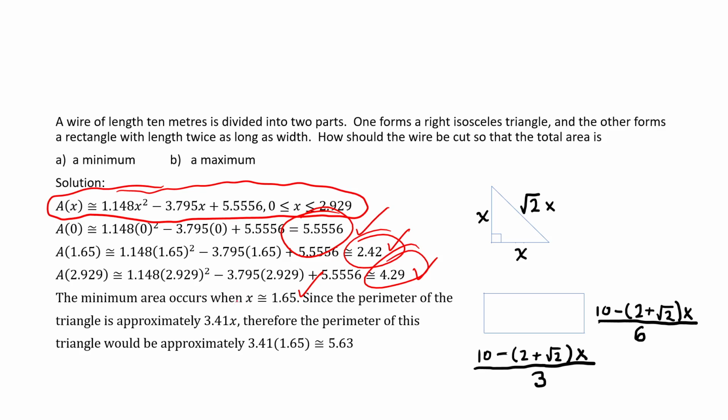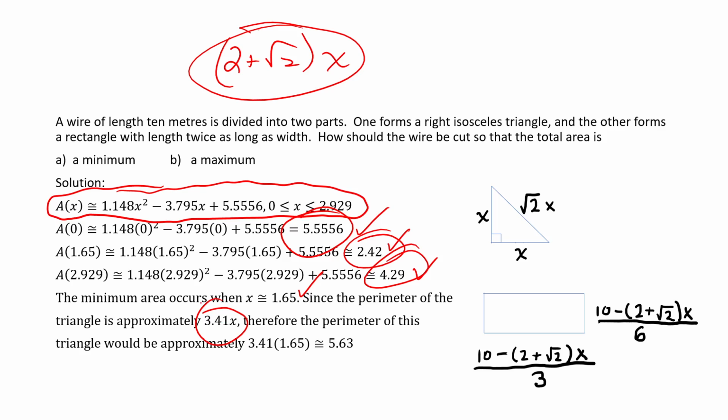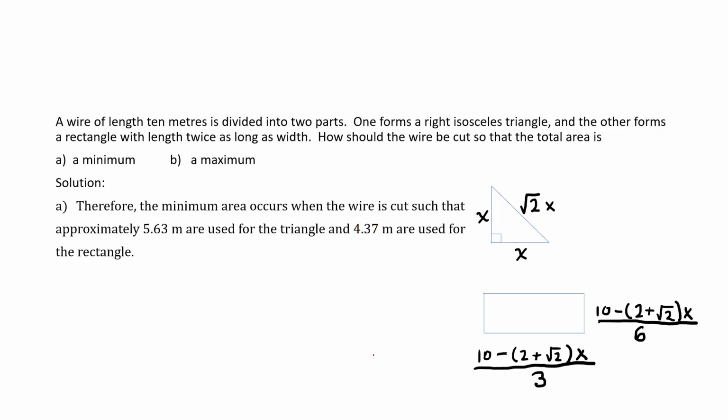Now, the perimeter of the triangle is approximately 3.41x, just in case you're wondering where that came from. Recall that we said the perimeter of the triangle is 2 plus root 2 times x. So the decimal approximation of 2 plus root 2 is 3.41. So if we were to say that x was roughly 1.65, then the perimeter of the triangle was roughly 3.41 times 1.65, which is roughly 5.63. So our minimum area would occur when the wire was cut such that 5.63 meters were used for the triangle and 4.37 meters were used for the rectangle.